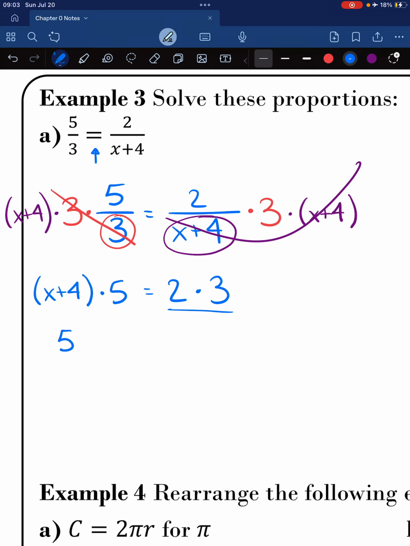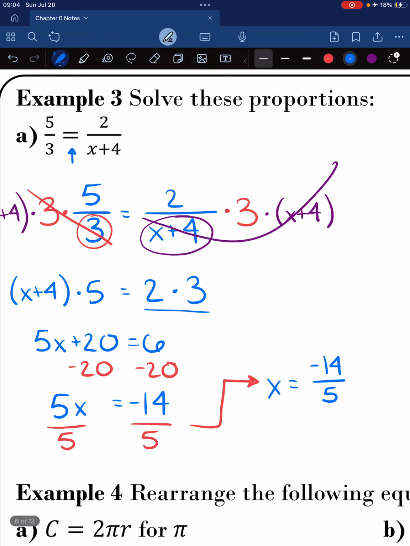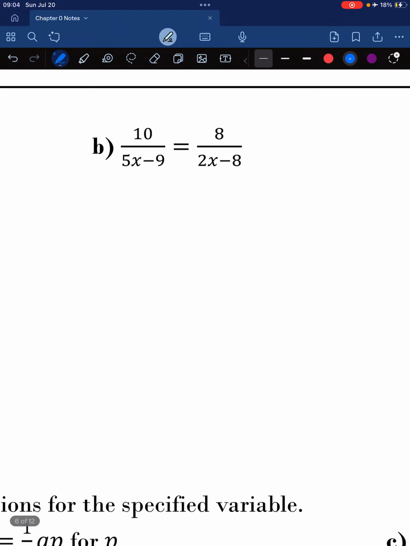Now we can solve. I'm going to go ahead and distribute this 5. 5x plus 20 equals 6. Subtract 20 from both sides. Divide both sides by 5. X is, and that does not simplify, negative 14/5. Beautiful.